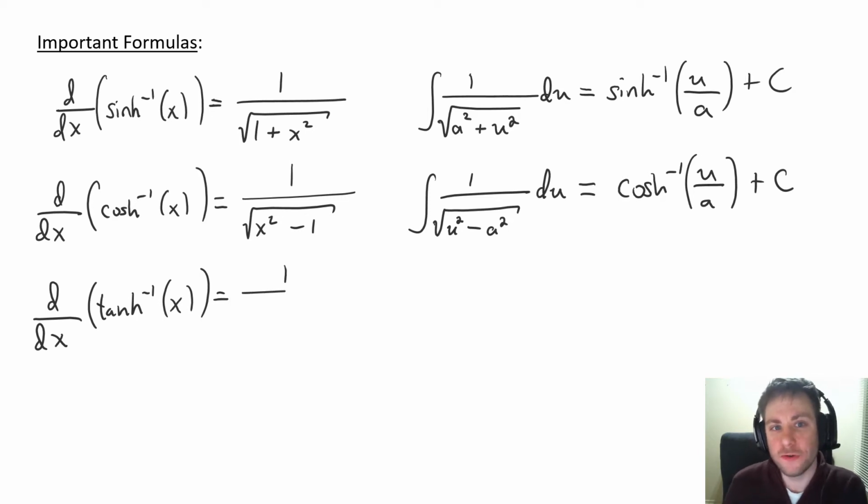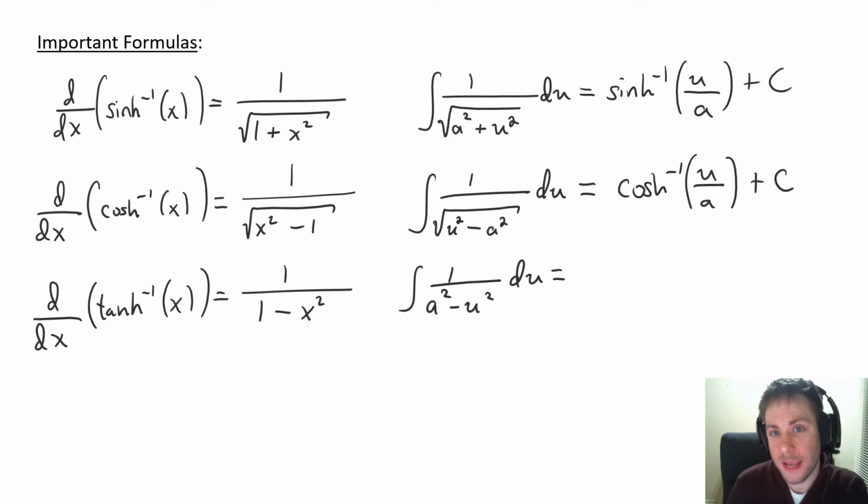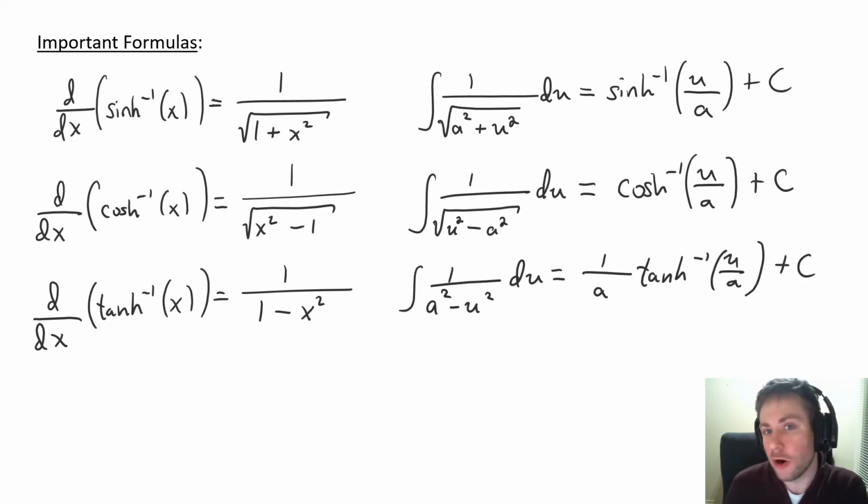Last up, the derivative of arctanh is 1 over 1 minus x squared, and that leads us to an integral formula which is similar to arctan, but allows us to have a difference of squares instead of a sum of squares in the denominator. As you might expect, this integral evaluates to 1 over a arctanh of u over a.